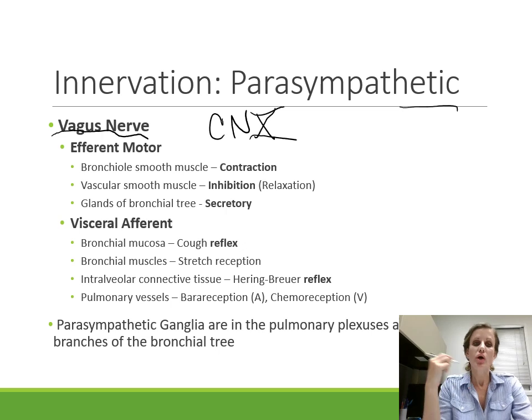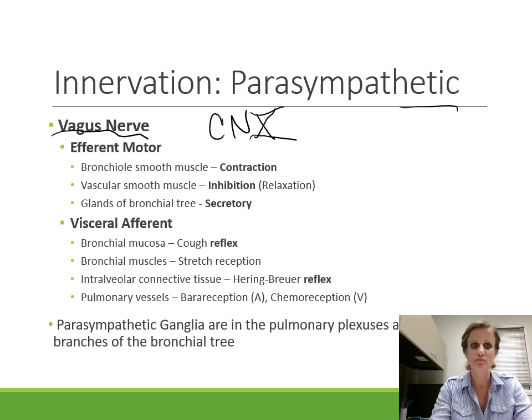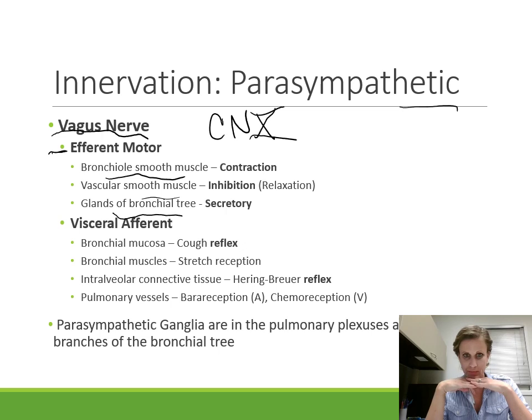Okay, so cranial nerve 10 has both efferent motor fibers that are going to the tissues in the lungs, and it has visceral afferent fibers that are carrying signals from the lungs back to the central nervous system. So first, let's look at the efferent fibers, the fibers that are carrying commands to the lungs. The efferent motor fibers carry signals to the smooth muscle in the bronchioles, to the smooth muscle in the vessels of the lungs, and to the glands, mucus glands really, that are present in the bronchial tree.